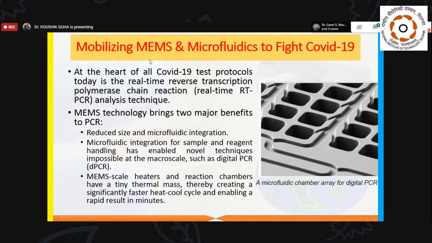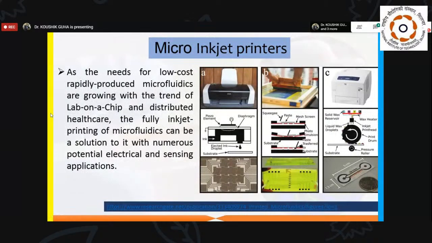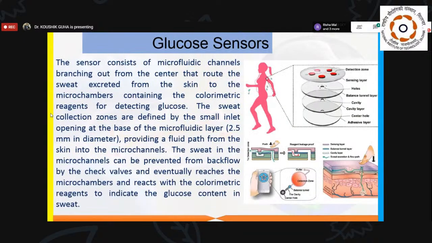So in that way, MEMS and microfluidics are also contributing a lot to fight the COVID-19 battle. Micro-inkjet printers are one example of microfluidics in modern-day techniques. Glucose sensors can sense the glucose level from the skin. There is some technology where a small device takes a sweat sample from the skin, analyzes it, and detects the glucose level.